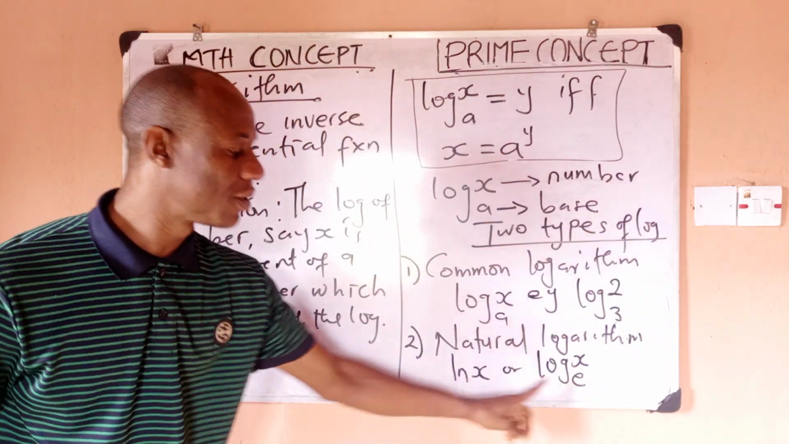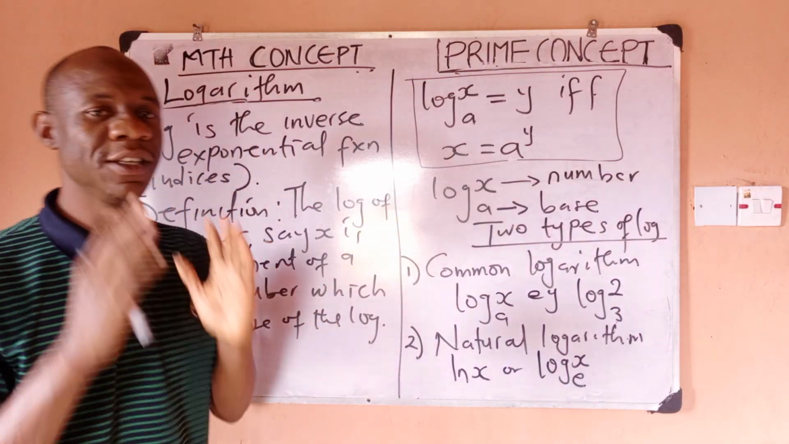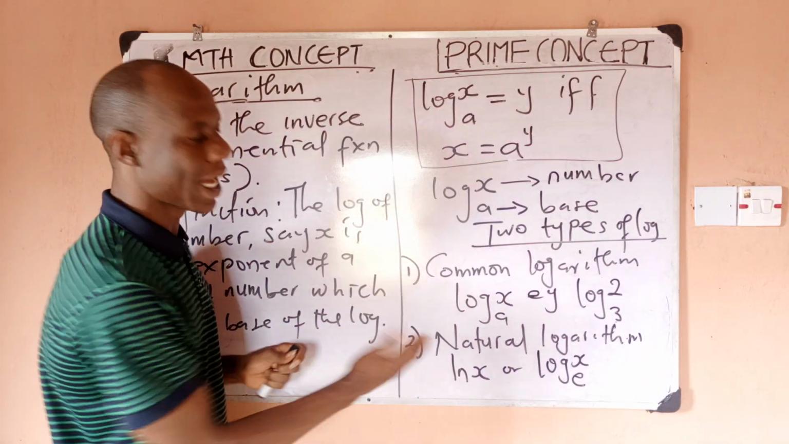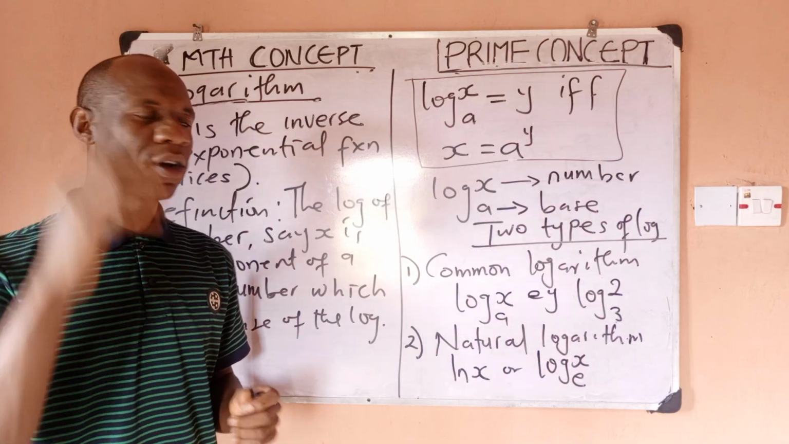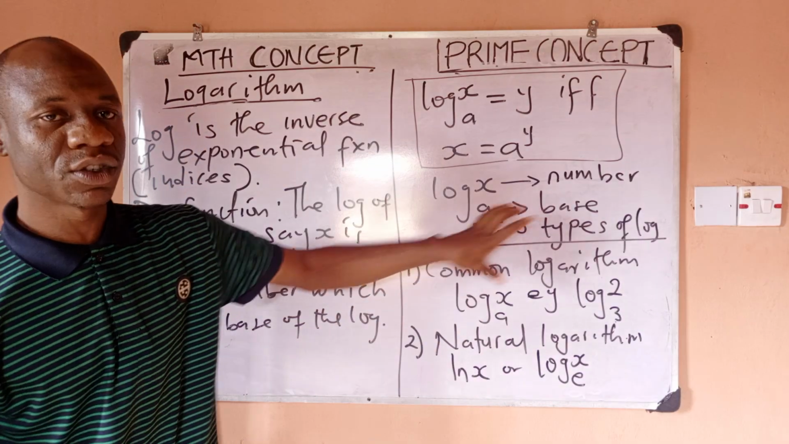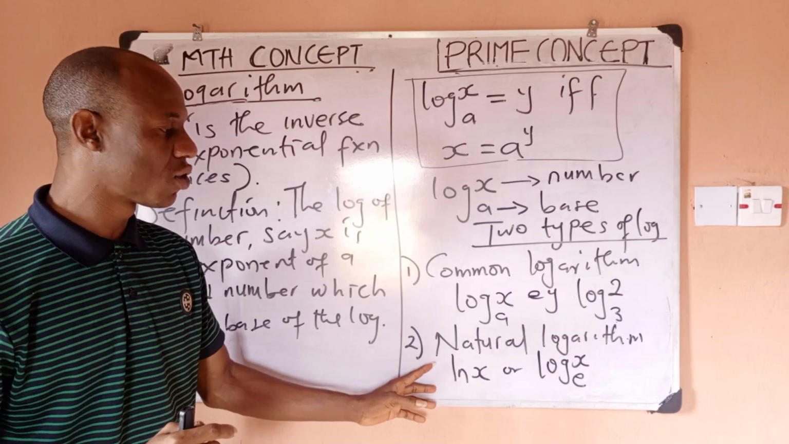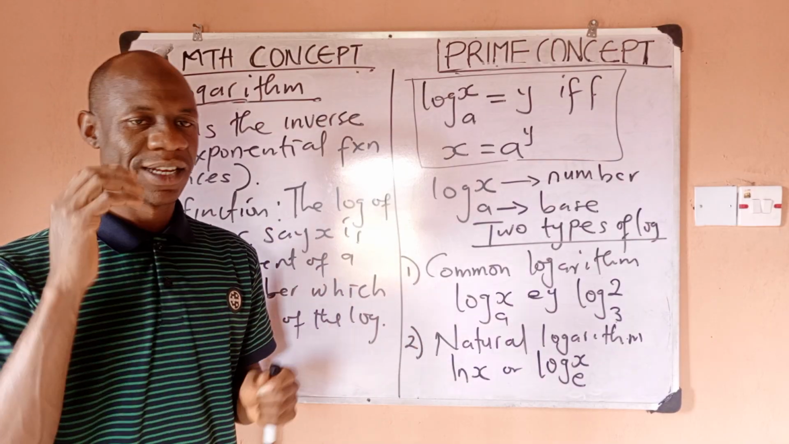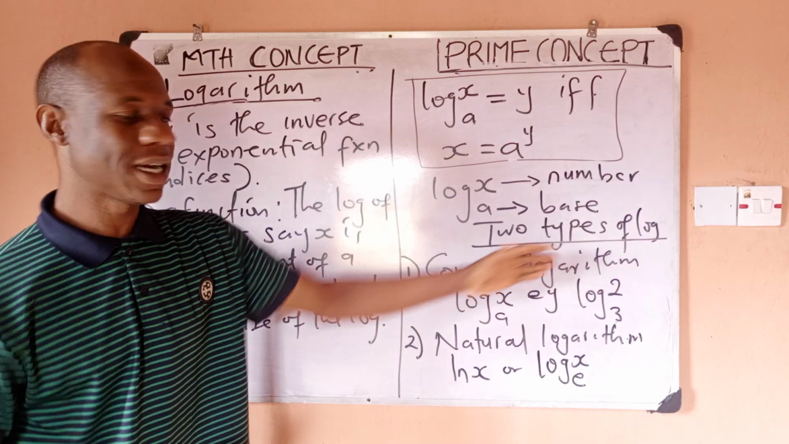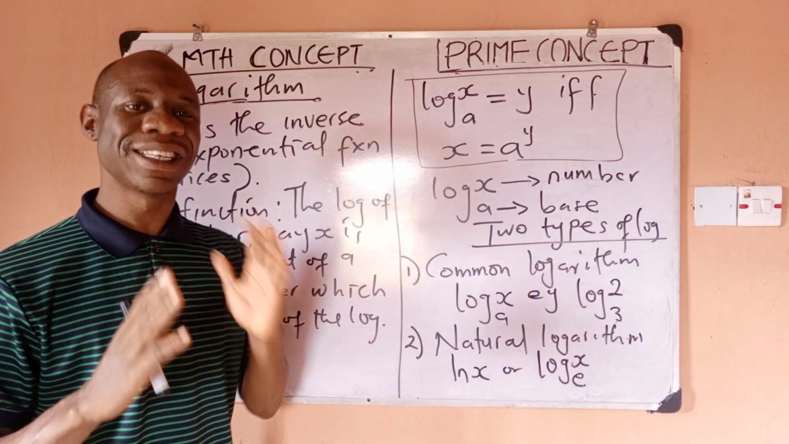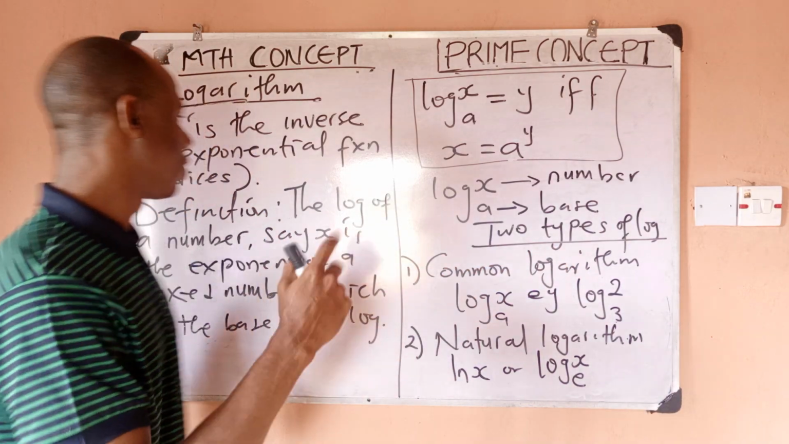But for your natural logarithm, the base is always what? E. So these are the two types. But what is special about this is that the rules of logarithm that apply to common logarithm also apply to what? The natural logarithm. So we don't have to learn rules for common logarithm or general and then learn for the natural. The same rule applies, right? So you don't have to worry.